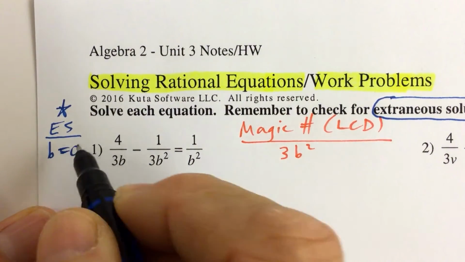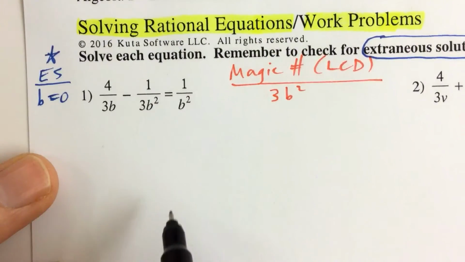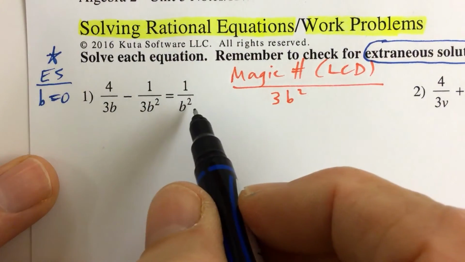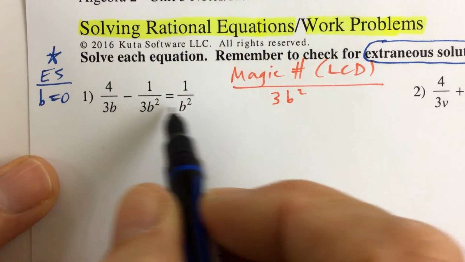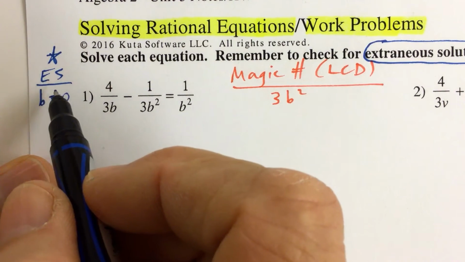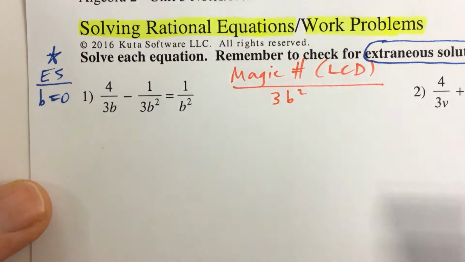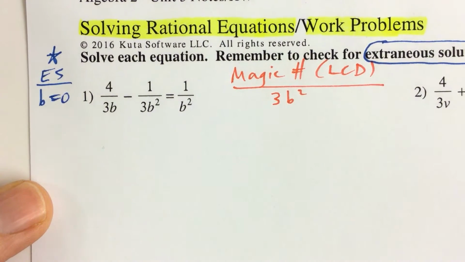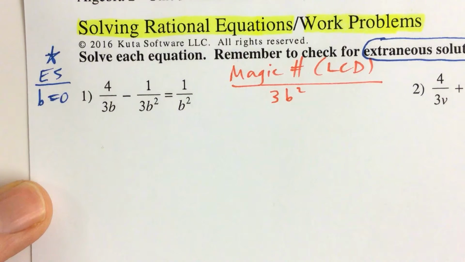So if by chance you solve this equation and way down here you get b equals 0, then you look back up here. You're not allowed to plug in b equals 0 into any one of these denominators because it would make the denominators equal to 0. So that would be an extraneous solution, meaning we can't use it. So we have to just be on the lookout for that.